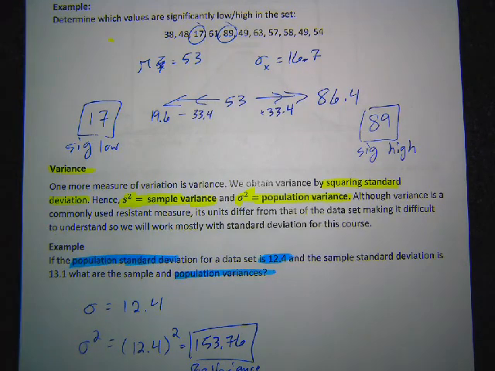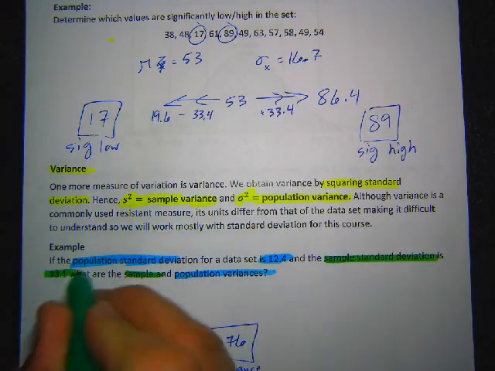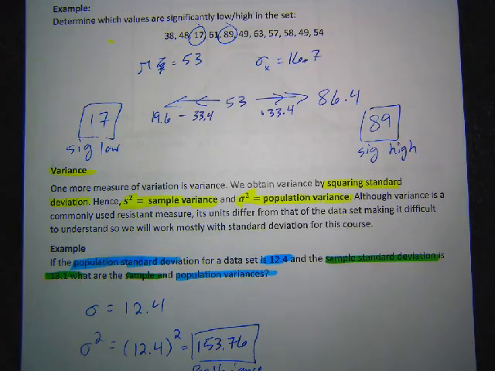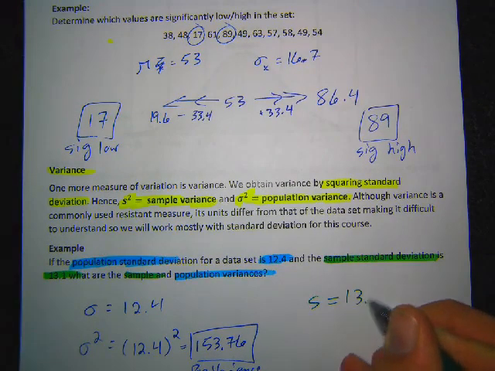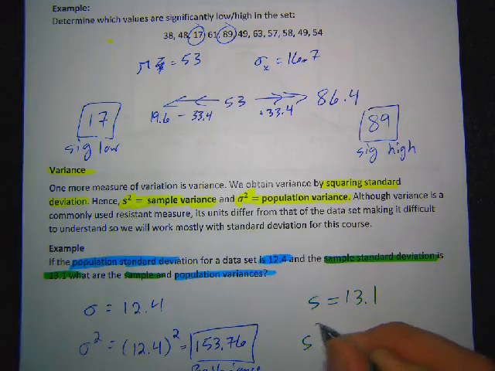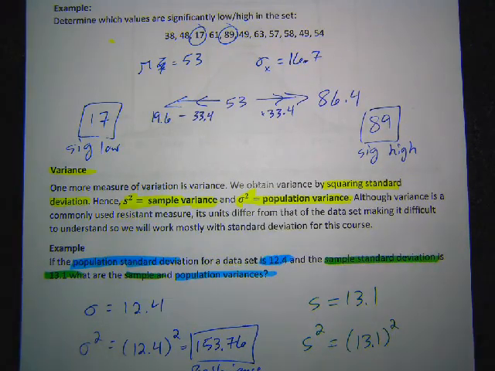We want to get the sample variance. So for the sample variance, we're going to take the sample standard deviation, which is 13.1, and we're going to square it. The sample variance is just the square of the sample standard deviation. So 13.1 squared. Square that in my calculator, I get 171.61.